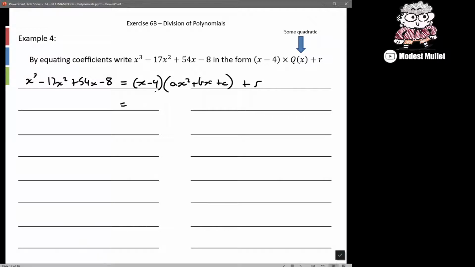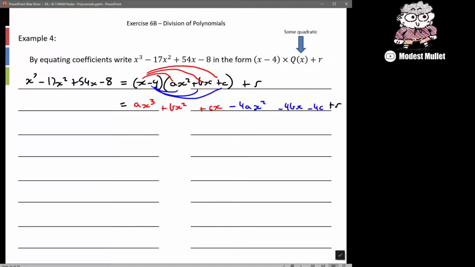So I'm just going to expand that. To expand, we have to multiply everything in the first bracket by everything in the second bracket. So we get ax cubed, plus bx squared, plus cx, minus 4ax squared, minus 4bx, minus 4c, and we have our plus r on the end.